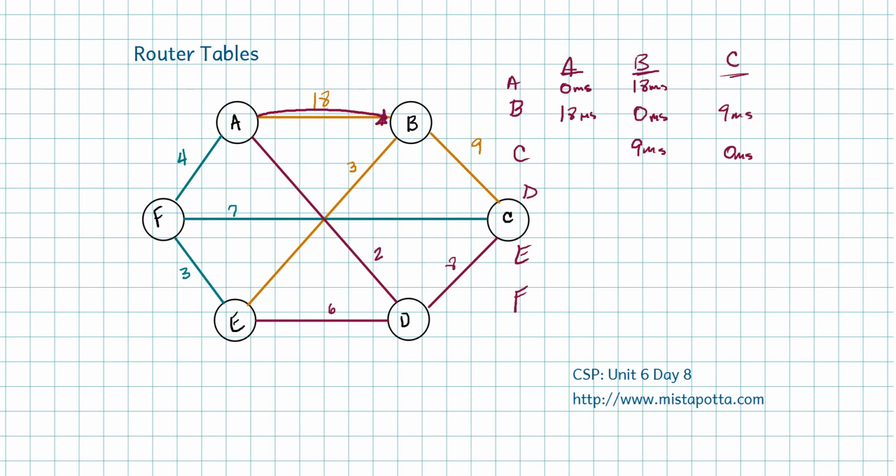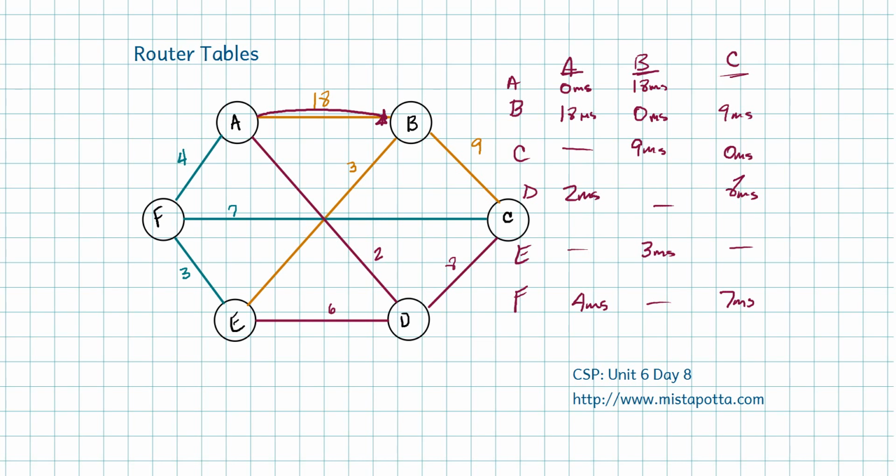So A takes 2 milliseconds to get a message to D. C takes 8 milliseconds to get a message to D. And then if I'm looking at E, A has no way to get to E, B has a way to get to E. B is going to take 3 milliseconds, and C has no way to get directly to E. And similarly, A has a way to get to F, 4 milliseconds. C has a way to get to F, 7 milliseconds. And B doesn't have a way to get to F. So what happens is, for this first iteration of our router tables, this is what our router table looks like.